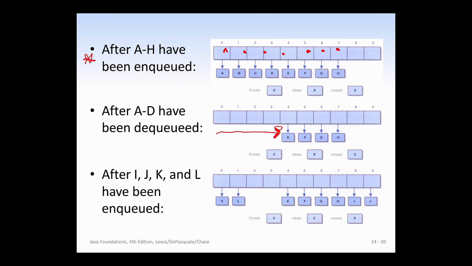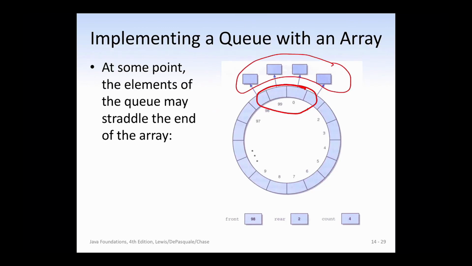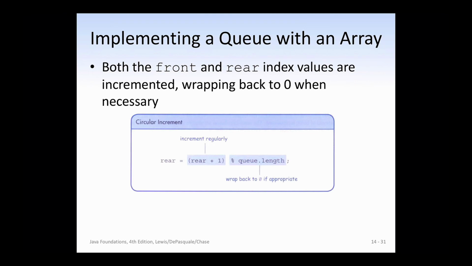So that front has moved along as we've taken stuff off. And then if we add more items to the queue, like I, J, and K, that's the third diagram at the bottom here, then they get added on to the end of the array, and when we reach the end of the array, it wraps around to the beginning. So that's another view of that queue having slid clockwise around and now straddling the boundary like we saw a minute ago. And the trick to making this whole thing work is just using the mod operator.